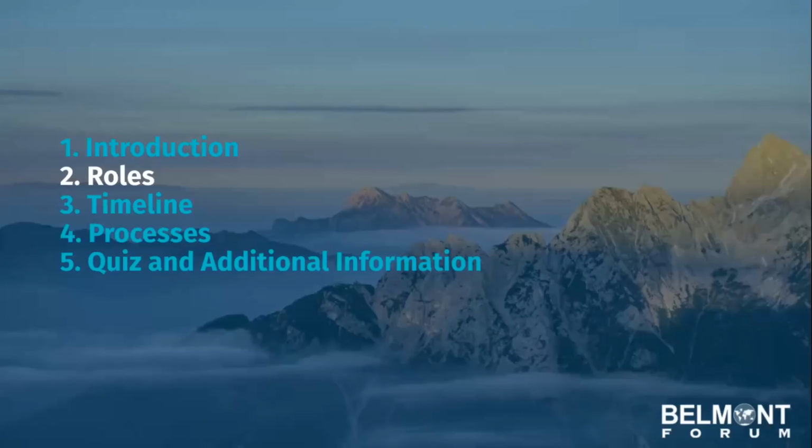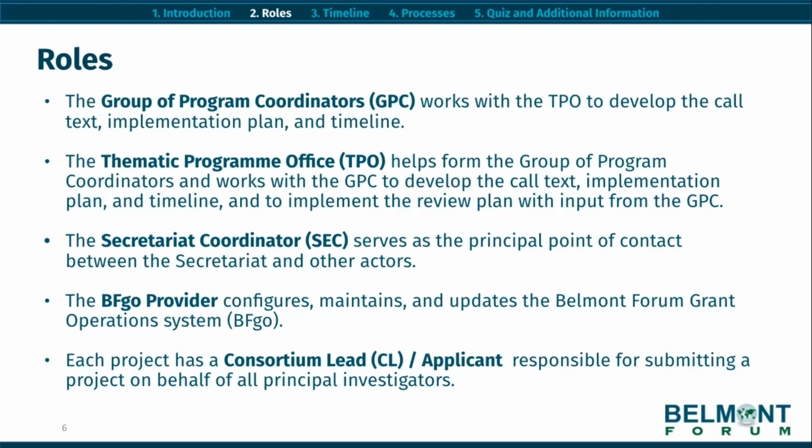Now let's take a look at the role of key actors involved in the application process. The group of program coordinators works with the Thematic Program Office to develop the call text, implementation plan, and timeline. The Thematic Program Office helps form the group of program coordinators and works with the GPC to develop the call text, implementation plan, and timeline, and to implement a review plan with input from the group of program coordinators.